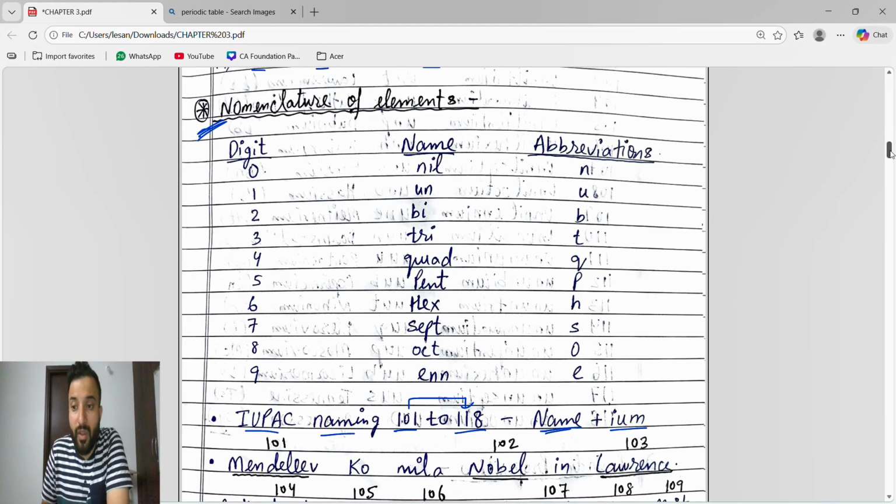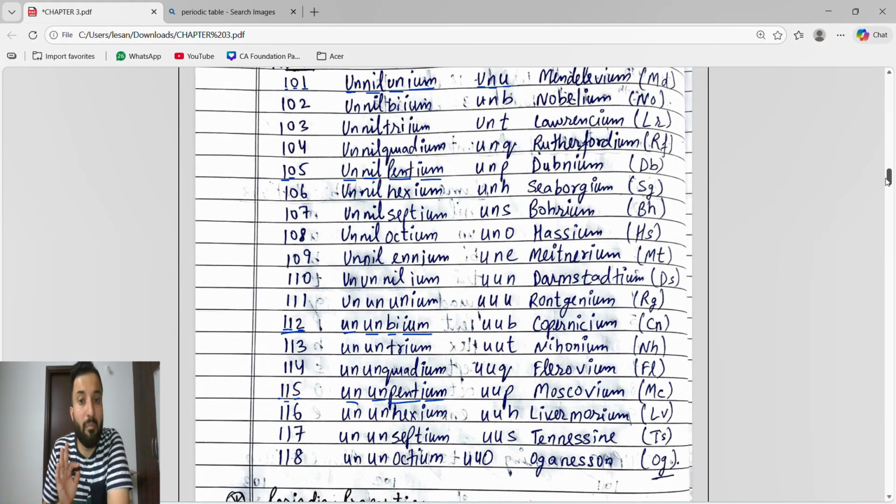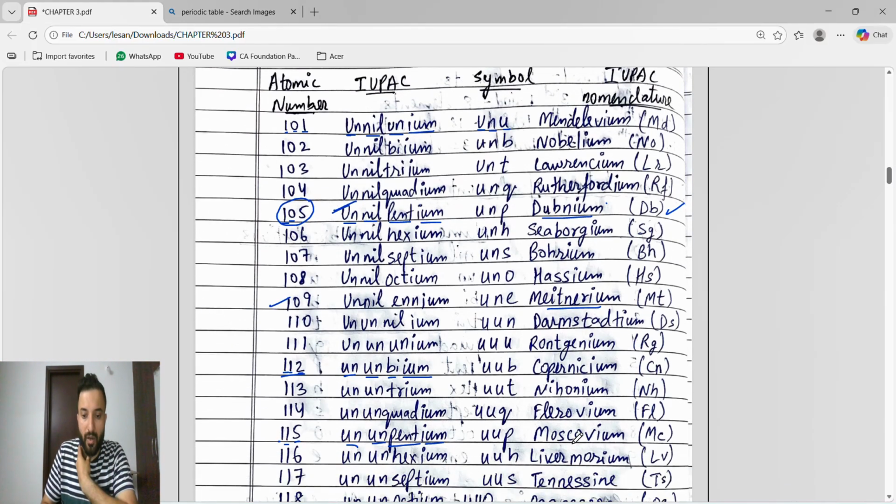Now, a very important thing in the examination, guys: many times they give the atomic number and ask for the real name for the IUPAC nomenclature, or they give the IUPAC nomenclature and we have to write the real name, or they give the real name and you have to tick the correct atomic number. From 101 to 118, it's not easy to remember the whole name, so I'm giving you a trick. If you remember this trick, the whole thing will be easy peasy.